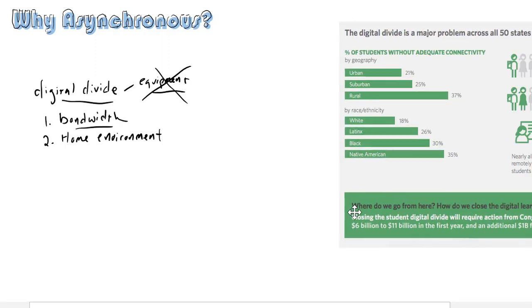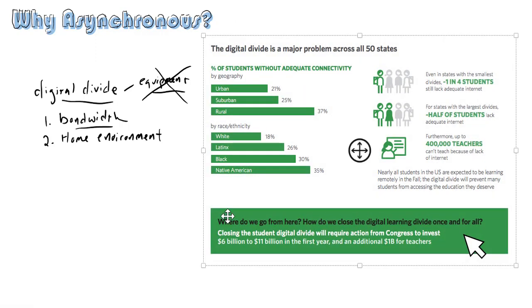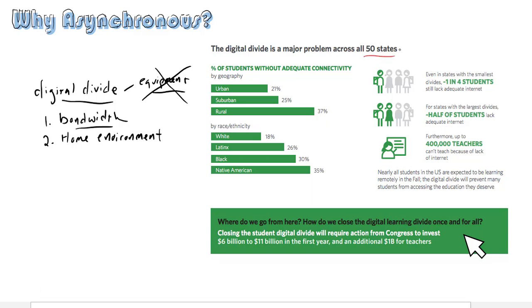If you look at bandwidth in the U.S., it's a problem in all 50 states, even in the best states. And Washington is a pretty good state. 1 in 4 students do not have adequate internet. And it's not only that 1 in 4 students don't have it, it's that the lack of adequate internet falls along lines of geography. You see this, where urban, it's 1 in 5, and it's more than 1 in 3 in rural, but it also falls along racial lines. For a white student, less than 1 in 5. For a black student, almost 1 in 3.